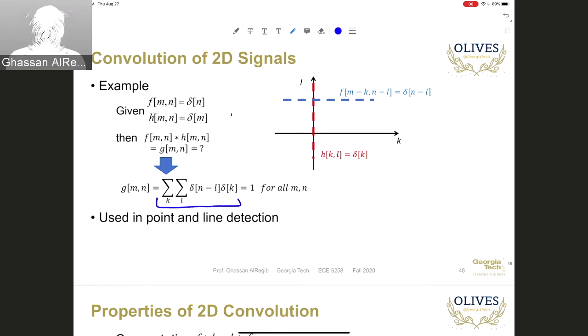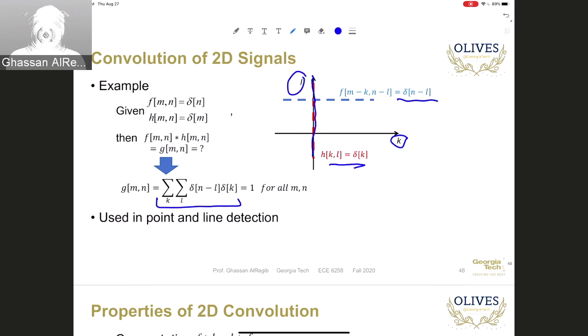So in this case, if you plug in everything as we had before, what you will have is delta of n minus l times delta of k. So what are the cases when this will be equal to one? When k is equal to zero, this will be one, and when n is equal to l, that will make delta of n minus l equal to one. So if you do this, the best way to look at this is just looking at it graphically. So in the k, l case, I plot delta of n minus l, and then delta of k. And in the horizontal case, I have delta of m minus n.